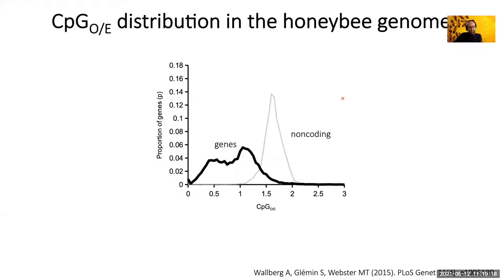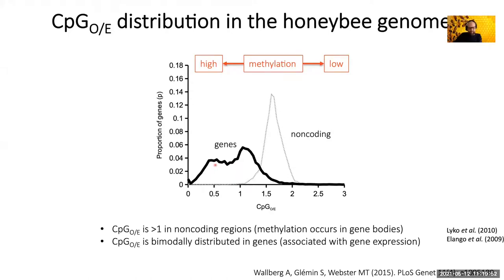This shows the distribution of the observed over expected CpG pattern in the honeybee genome. CpG observed over expected is a good measure of levels of methylation in the germline because of the hypermutability of CpG sites. What this suggests is that the non-coding portion of the honeybee genome is mainly not methylated, whereas genes have this bimodal distribution, which also correlates with the patterns of gene expression.